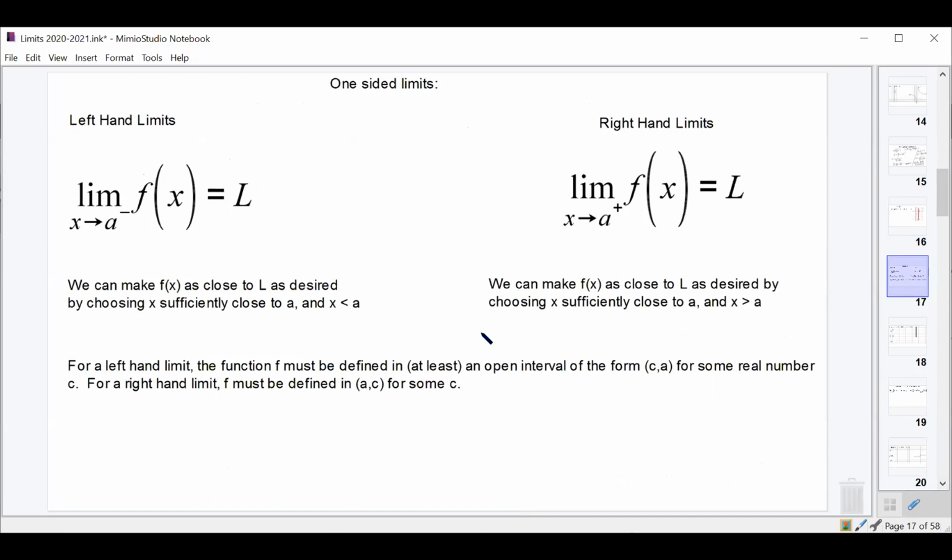Okay, I'll give you guys a second to read over this. We're going to talk about left hand and right hand limits, which kind of go hand in hand with what we've been talking about. Left hand and right hand limits are going to be very important to what we deal with this year, because without those, we can't really have limits in general. So take a look at what this says.